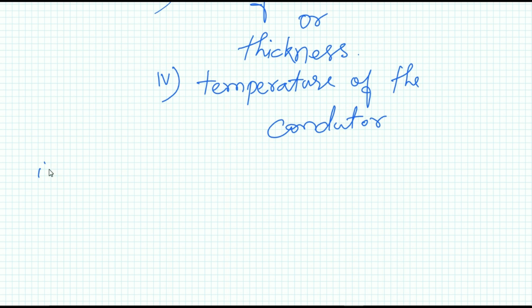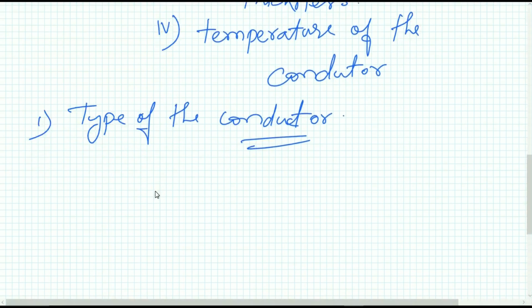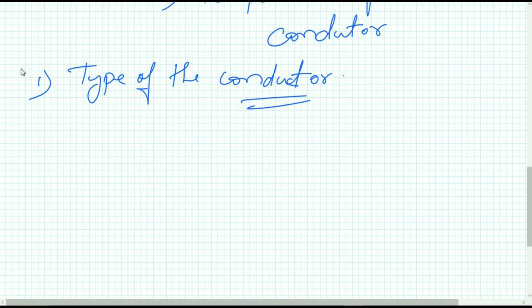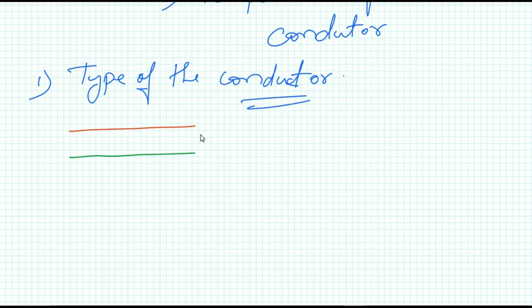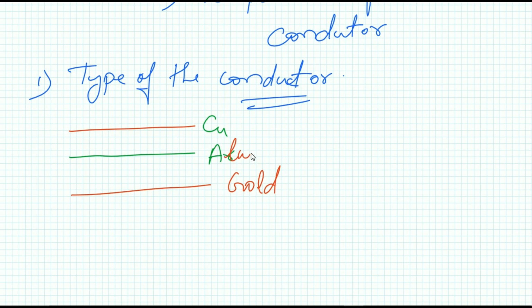So first one is the type of the conductor, or we can say nature of the conductor. It means if we choose a different type of conductor, like if this is a copper conductor, and suppose this is an aluminum conductor, and if you say this is gold, and this is aluminum.